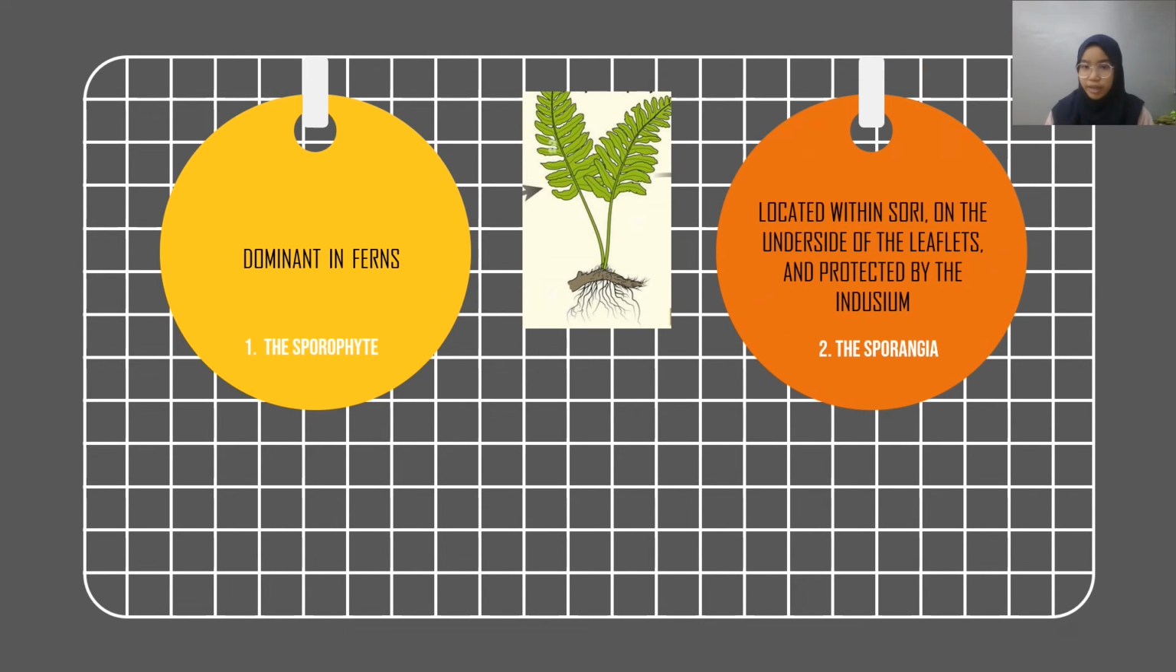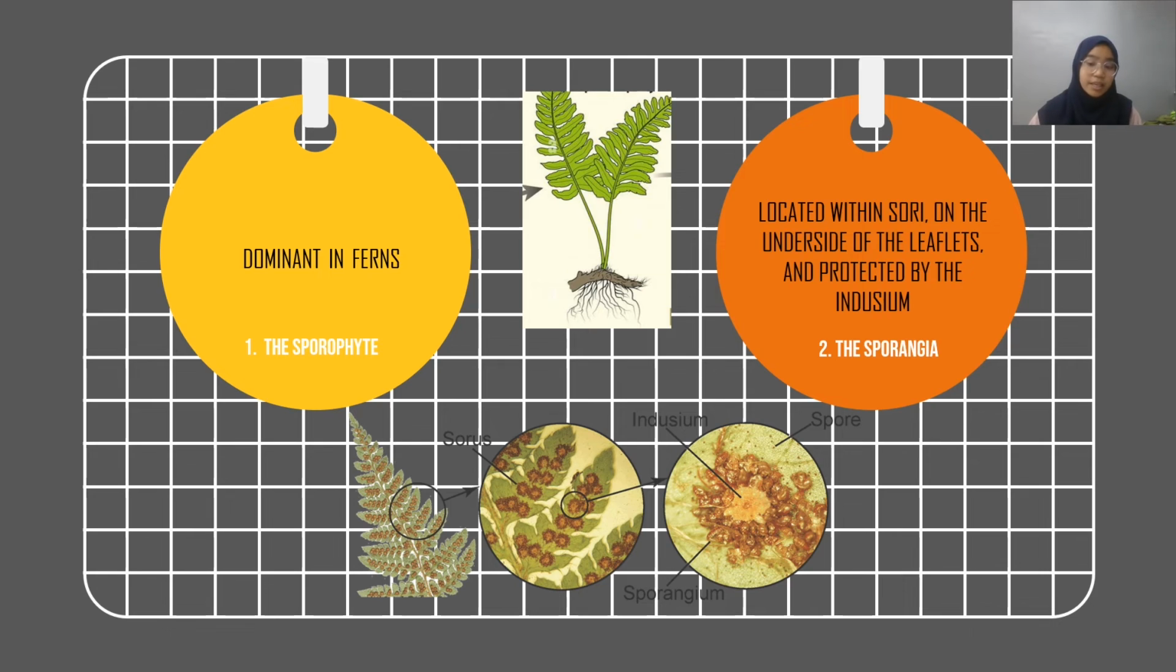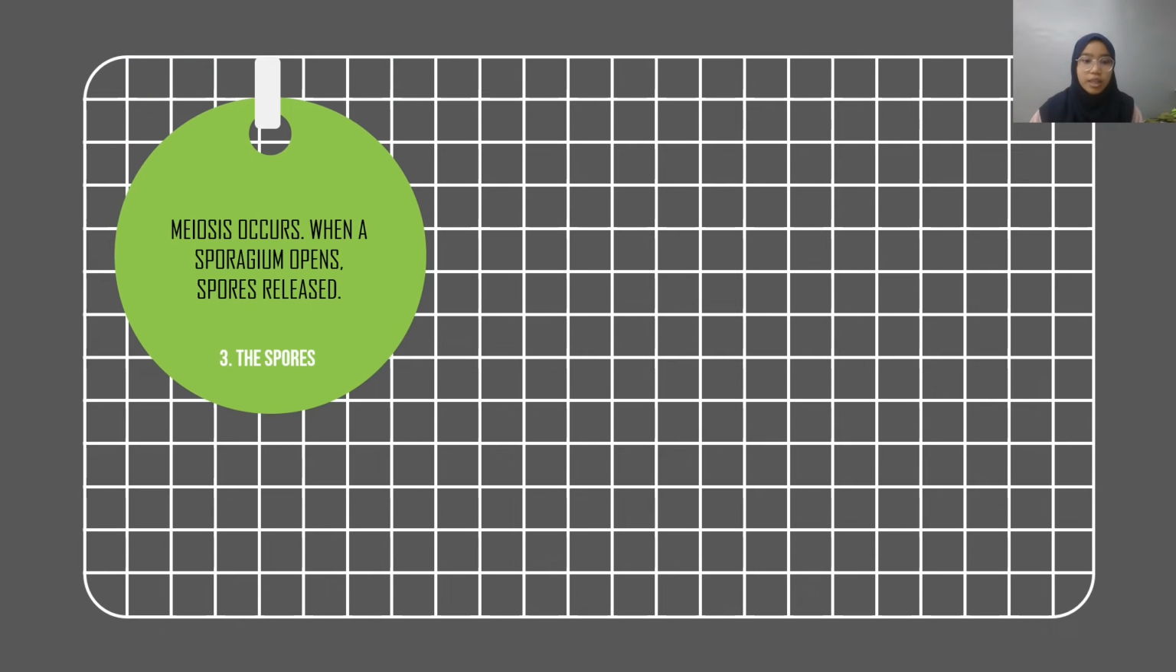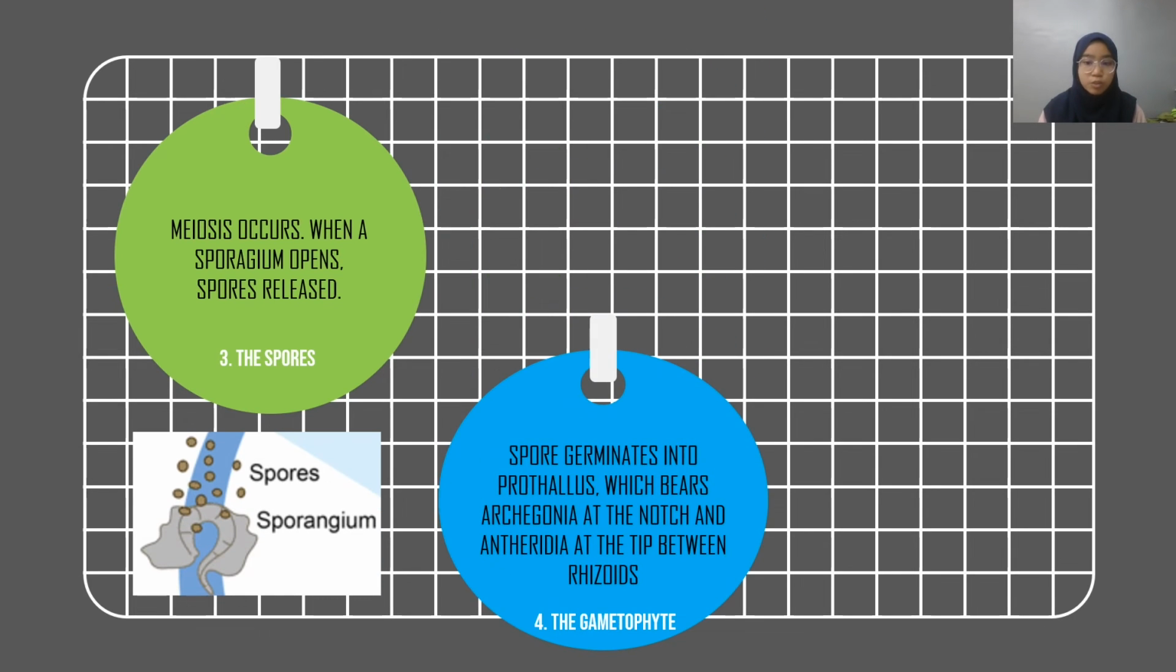Second is sporangia. As you can see in the diagram below, sporangia are located within sori or sorus, which is on the underside of the leaflets of ferns, and it is protected by the indusium. Next is the spores. The spores are only produced when meiosis occurs inside the sporangium. Hence, when the sporangium opens, spores will be released.